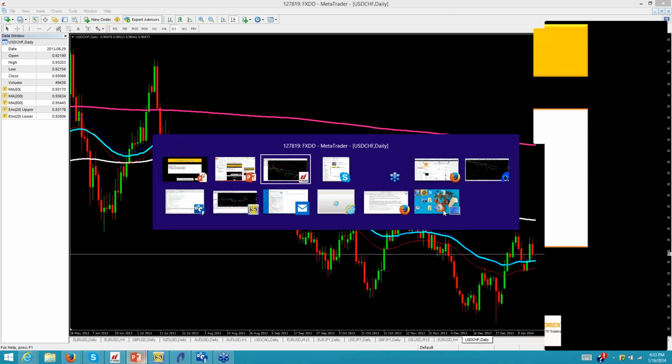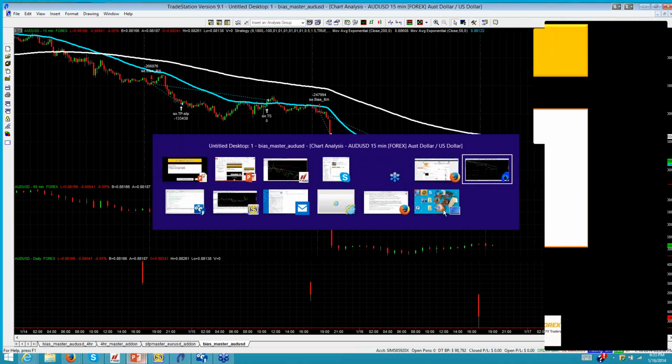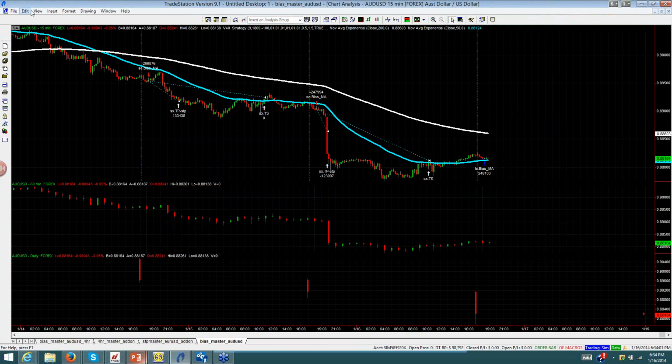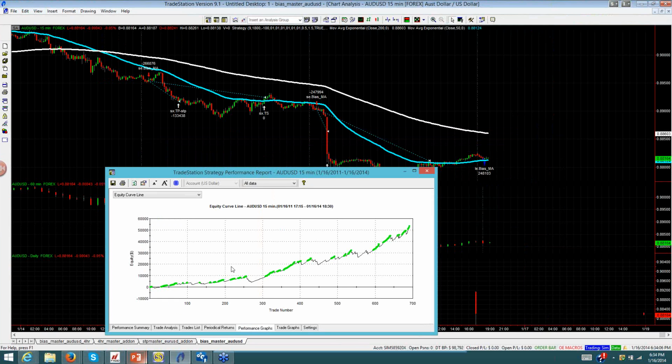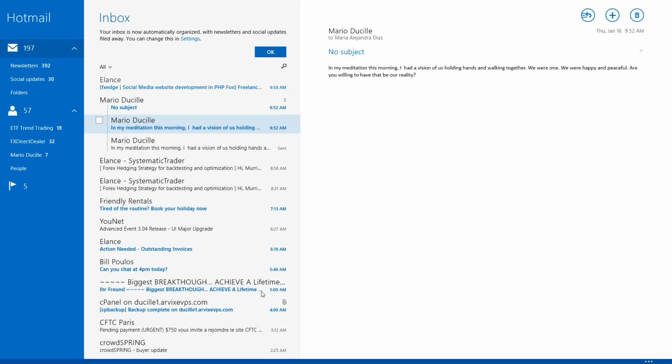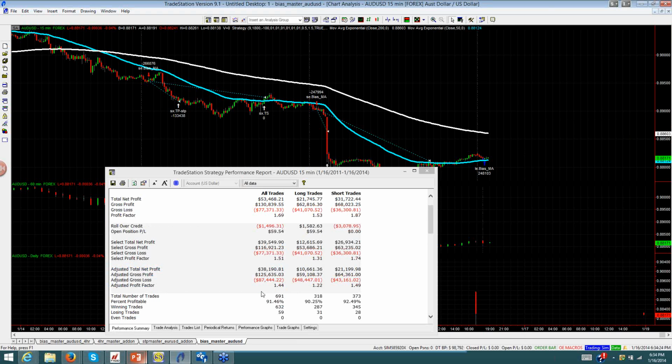I wasn't prepared to do that, but I'm going to do that anyway. So basically what you're looking at is our TradeStation version of this. And you're going to see our equity curve here, and this is actually the Aussie dollar. This is not the euro dollar that we were looking at earlier, and you can see from 116.2011 to 116.2014 what it's done. You can see that it actually has a 90% win ratio, as you can see here below, 91.46%.